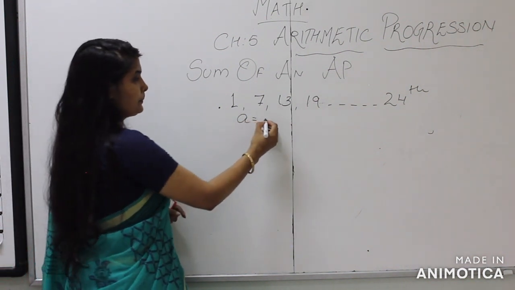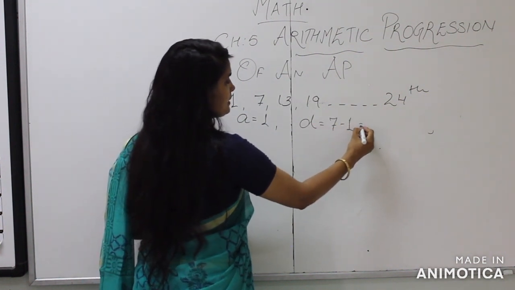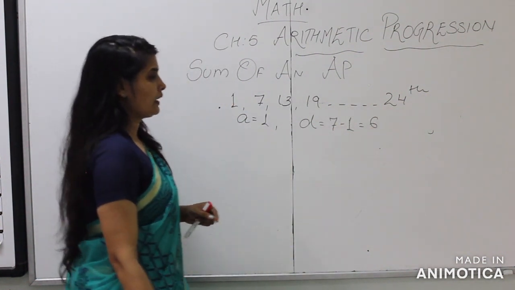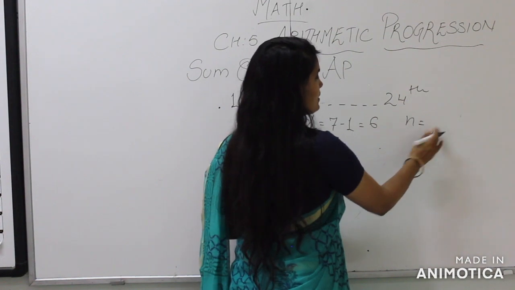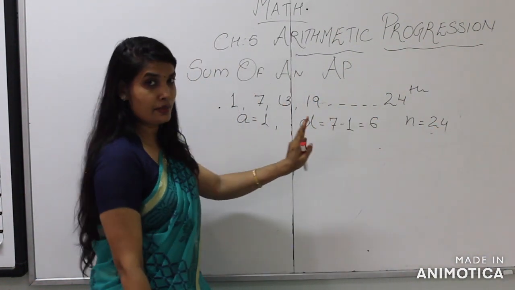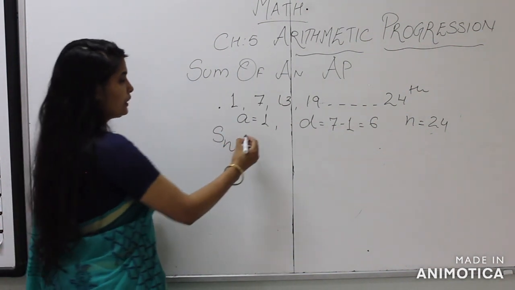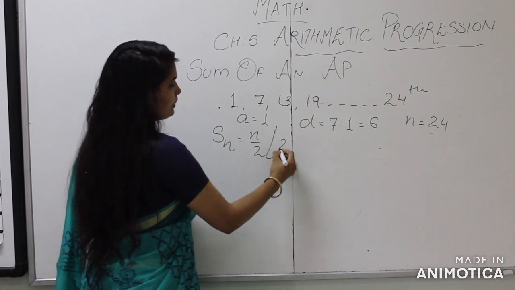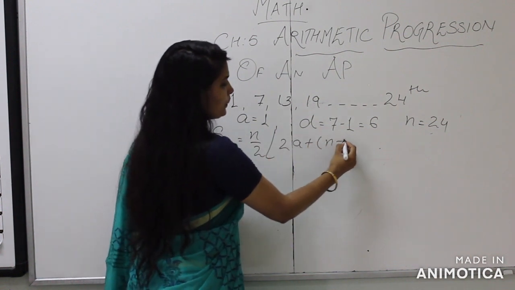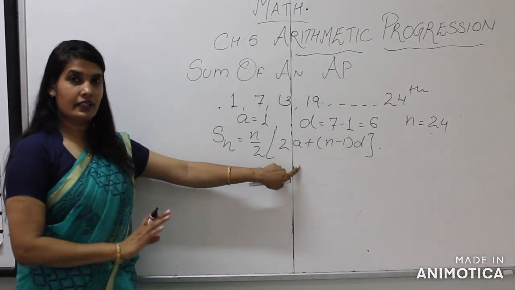a is 1. What is d here? Second term minus first term, that is 6. Okay, and what is n here? n is 24, because 24th term तक की series है ये. Okay, now we'll put the formula Sn equal to n upon 2, 2a plus n minus 1d. Then you will put all the values in this formula. You will get the answer.